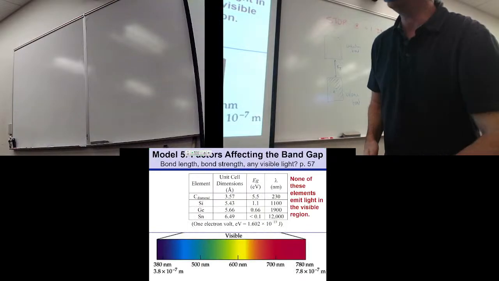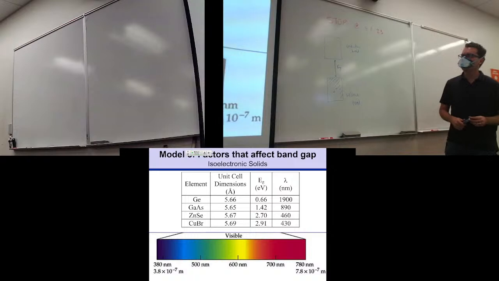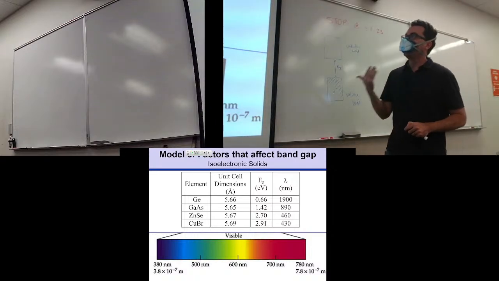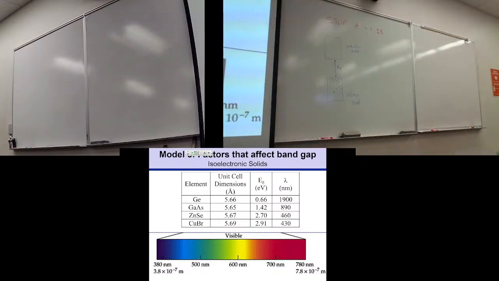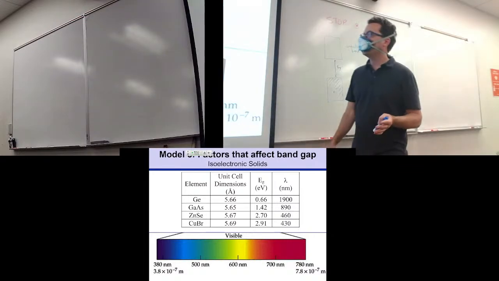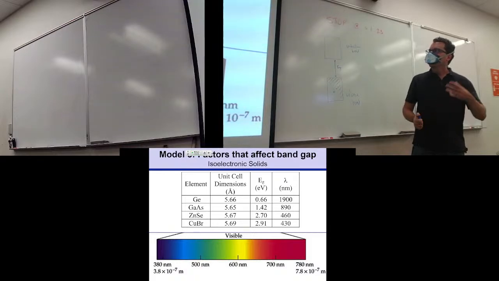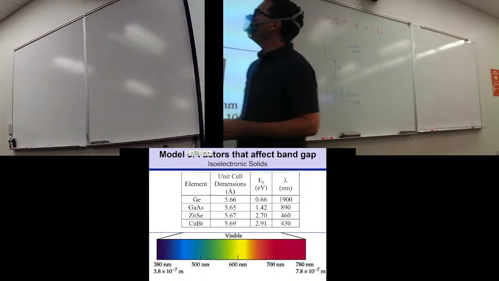Then we looked at these isoelectronic solids. So these are isoelectronic with group 4 materials. Here, germanium is the one we are comparing them to. So this is 3 electrons with 5 electrons, averaged out to 4. Notice the size of the unit cell is coincidentally all the same, so the bond lengths are about the same. So what causes the band gap to change in this case? Well, it's not the bond length, it's something else.